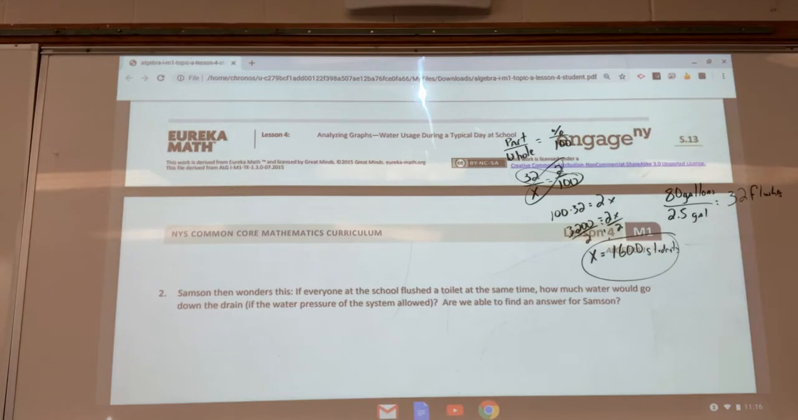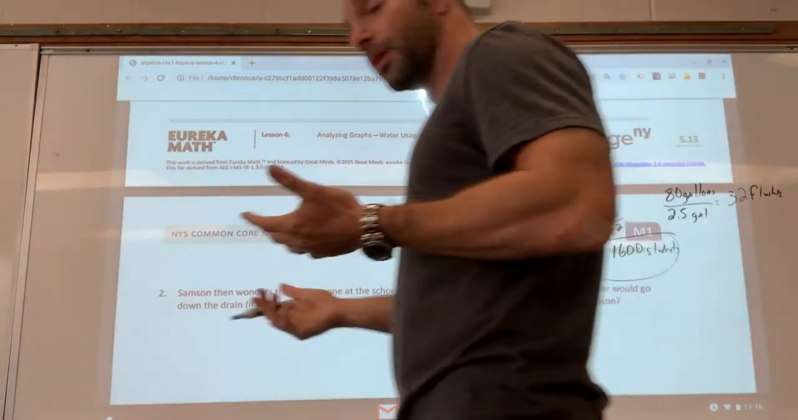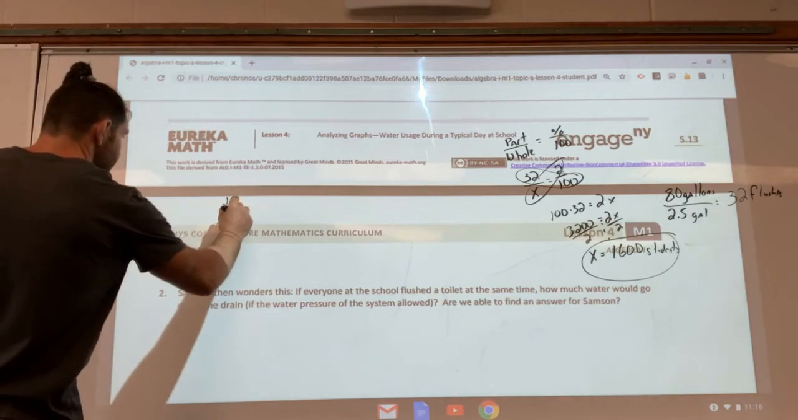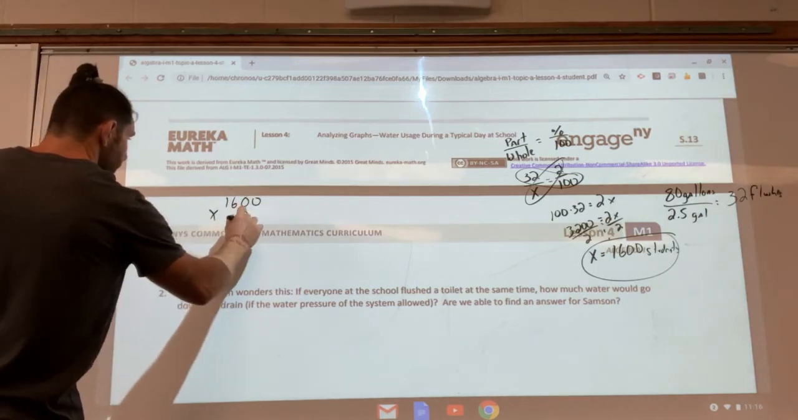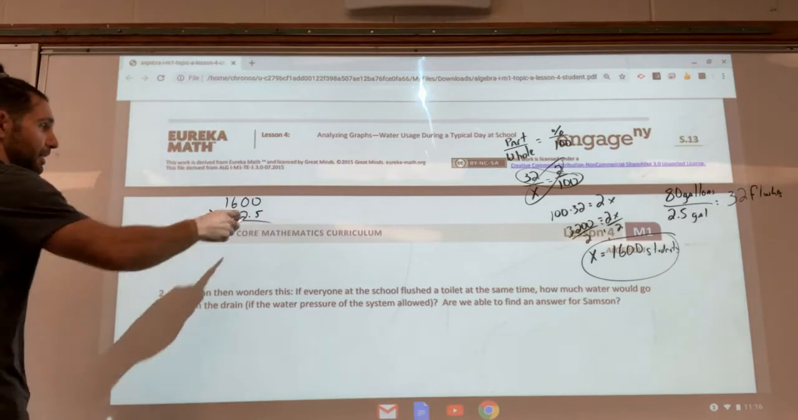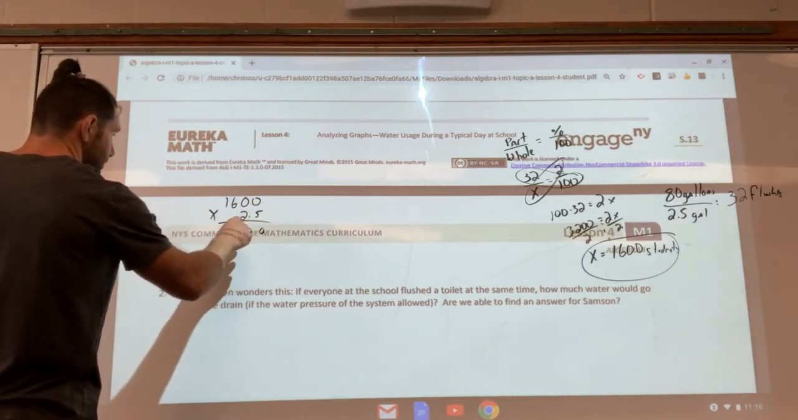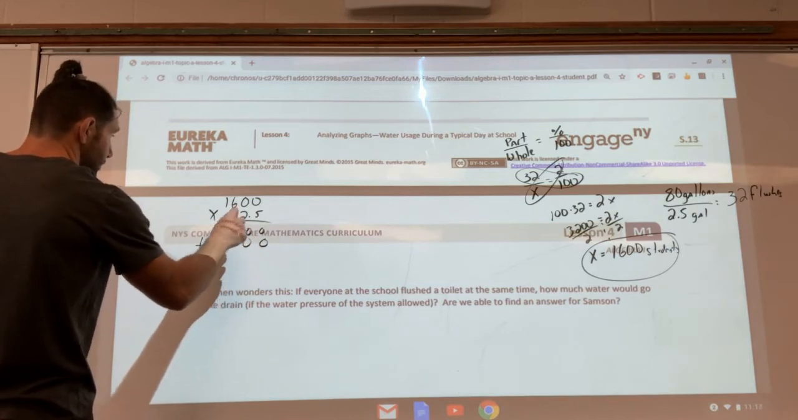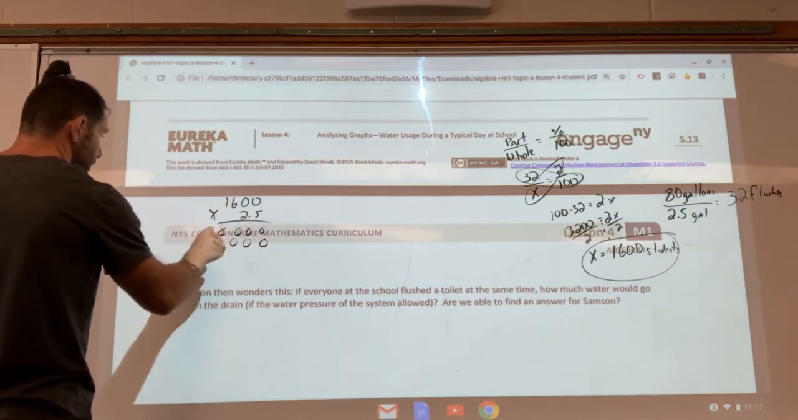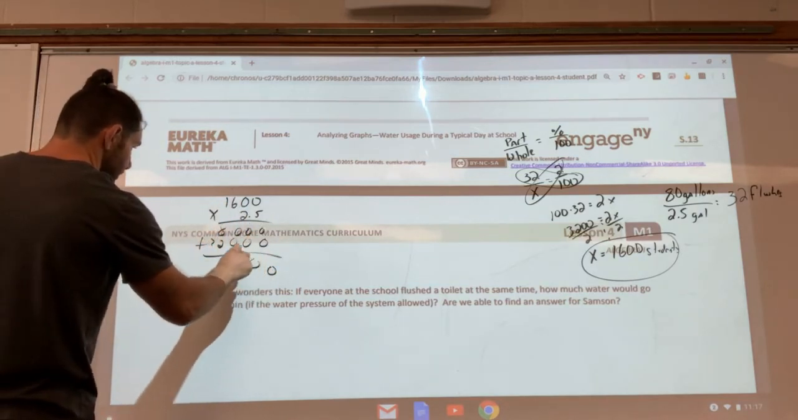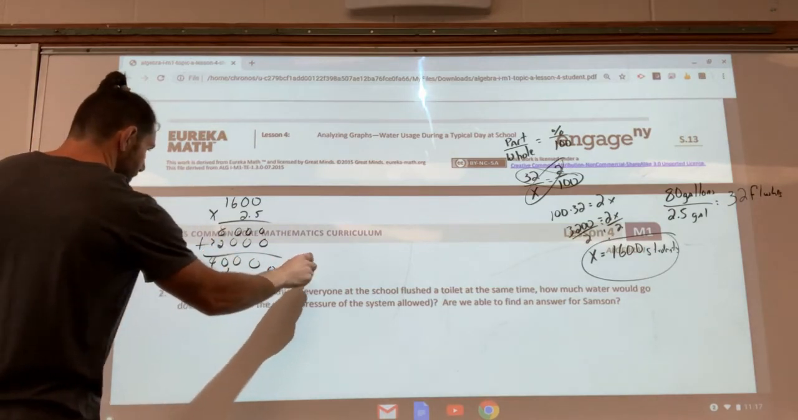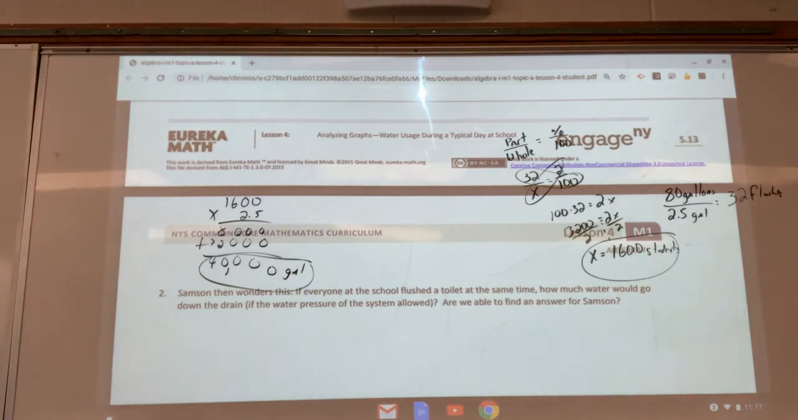Well, personally, I think this one's pretty easy. We know it's 2.5 gallons every flush. If we've got an estimate of 1,600 students, we multiply that by the 2.5 gallons, so that's 40,000 gallons. I hope I'm right.